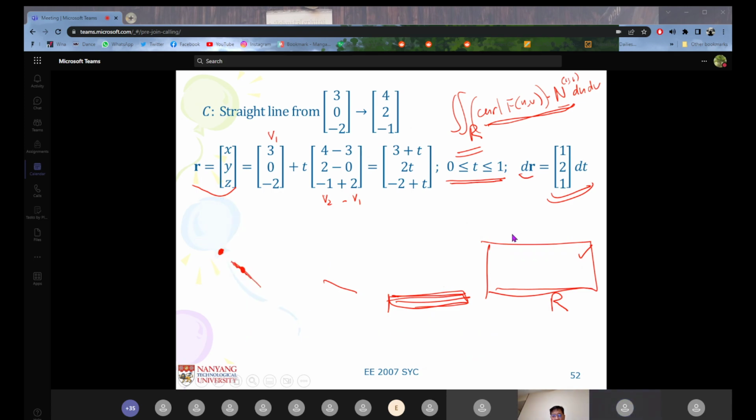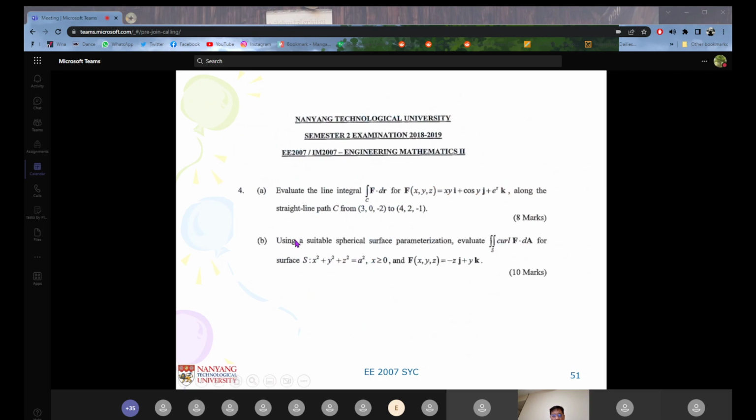Look at the question here. Use a suitable spherical surface parameterization. Evaluate this integration here for the surface ranging from x greater or equal to 0. How do you know it's open?